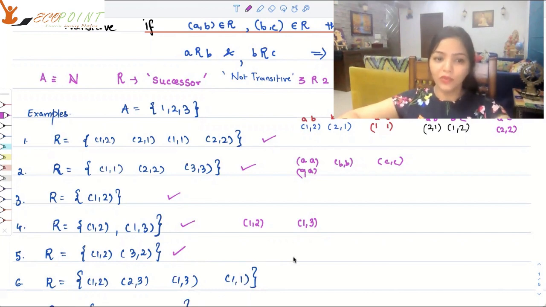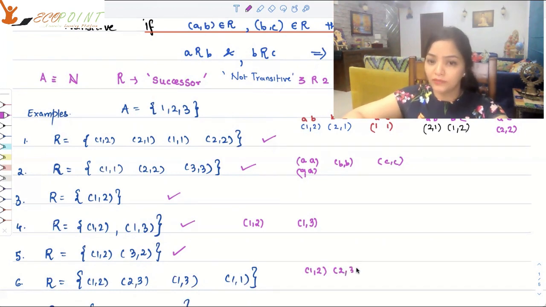Now suppose you have 1, 2, 2, 3, 1, 3, 1, 1. Then what's going to happen? 1, 2, 2, 3. If I start with 1, 2, do I have any entry which is starting with 2? Yes, I have 2, 3. When 2, 3 is happening, is the entry AC, that is 1, 3, there? The truth is yes, it is there. So yes, it is happening.